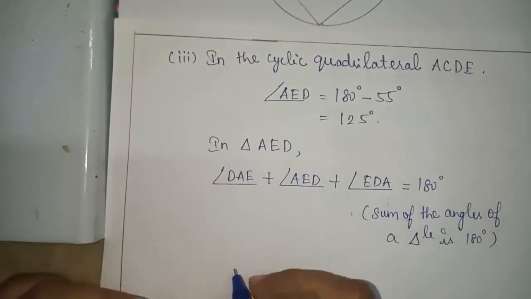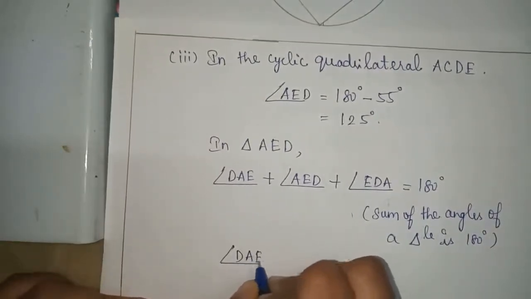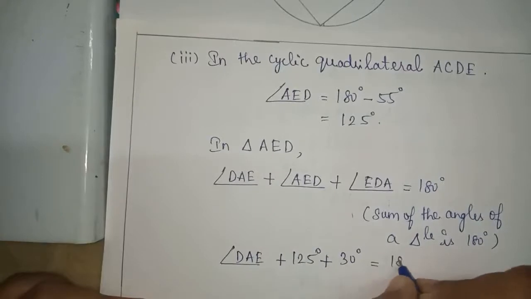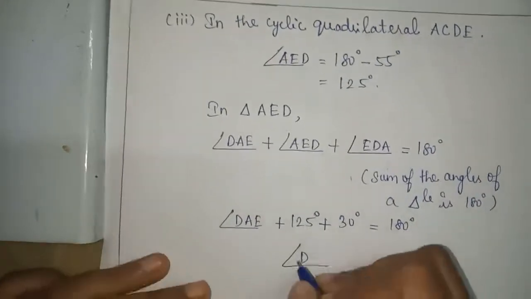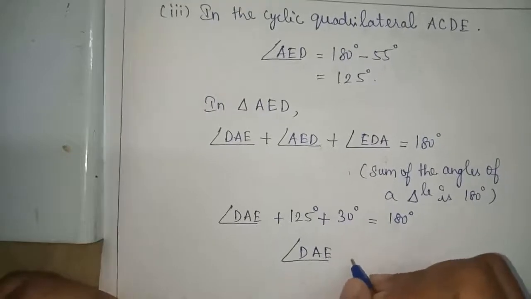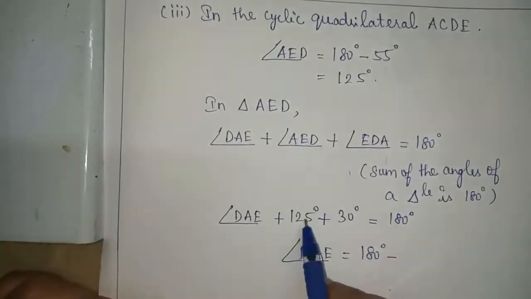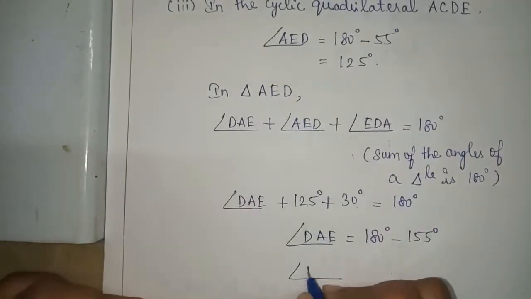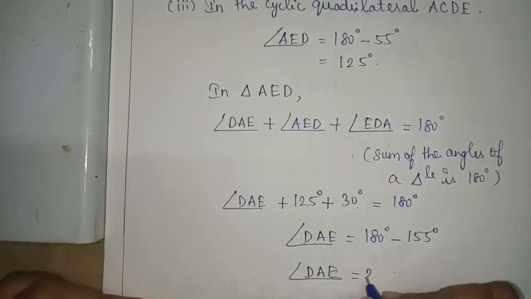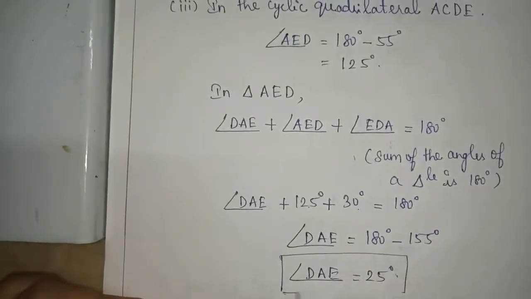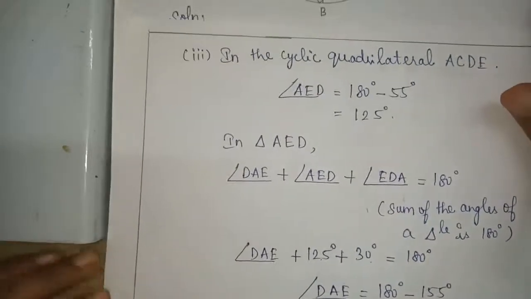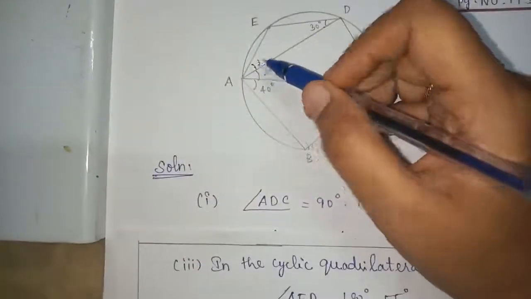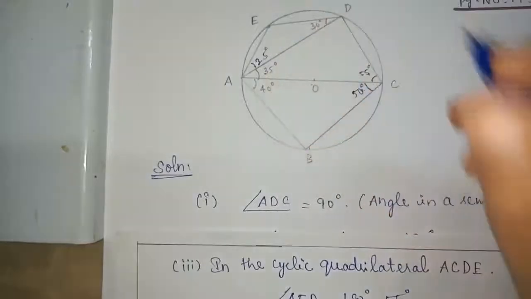So DAE plus 125 degrees plus 30 degrees is equal to 180 degrees. Angle DAE is equal to 180 degrees minus 125 plus 30, which is 155 degrees. Therefore angle DAE is equal to 25 degrees. So that's all. Now we have found the third angle: angle A is 25 degrees.